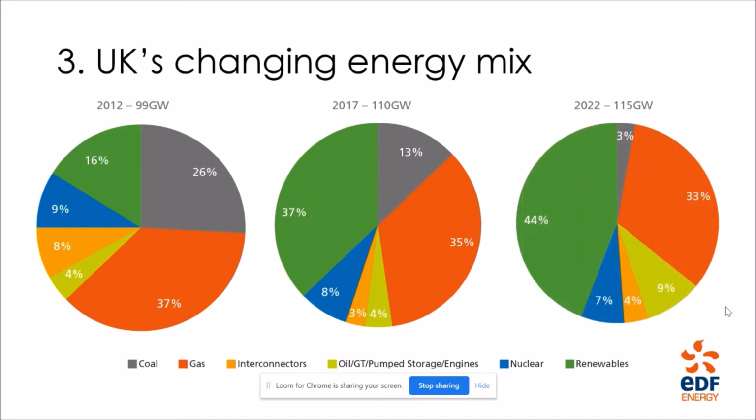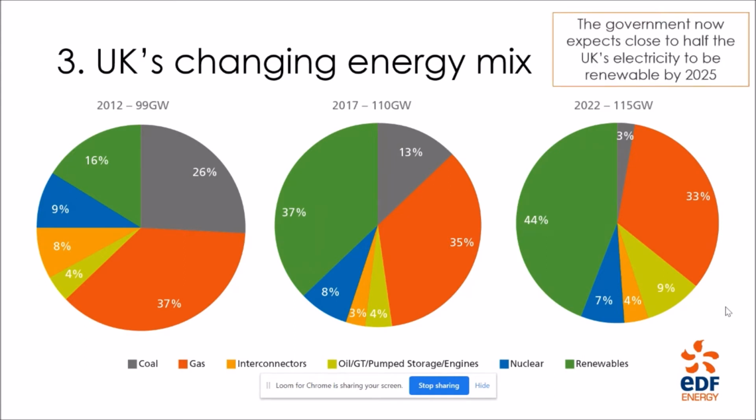And then we look at our projections into the future, and we're looking at this, 44% renewable energy in our country by 2022. And the government has actually promised or expects that we should be closer to half of our energy coming from renewables by 2025. Whether the current pandemic is going to get in the way of that, who knows, because obviously focus is perhaps elsewhere at the moment. So gas, again, is still there.